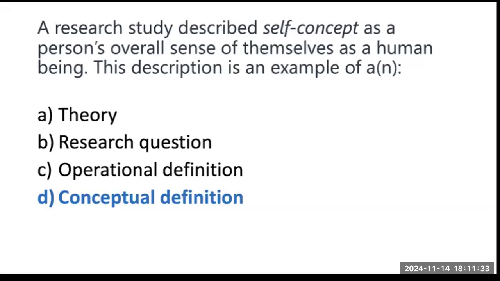So remember, theories should be broad and overarching. It should be meant to explain a phenomenon among all people or all situations. A research question is something specific, maybe an observation that is intriguing and you want to pursue. An operational definition of a construct is something specific, observable, and measurable. And then the conceptual definition would be a theoretical component. How do theory and previous studies define this phenomenon?